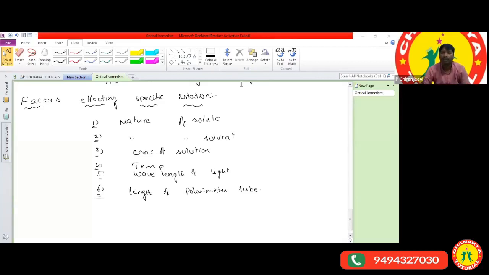Okay, right now. So Samhita, what are the factors affecting the specific rotation? Nature of the solute, nature of the solvent, concentration of the solution, temperature, wavelength of the light, and length of the polarimeter tube. Okay, based on this we have some questions. In the next session, we are going to discuss those questions. Until here, all of you understood now?